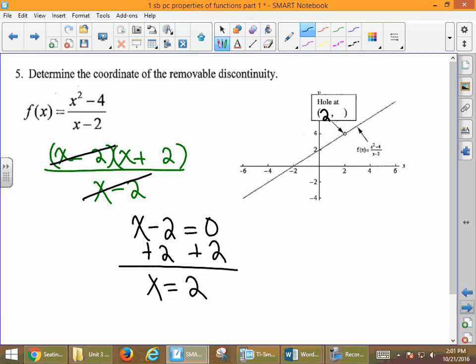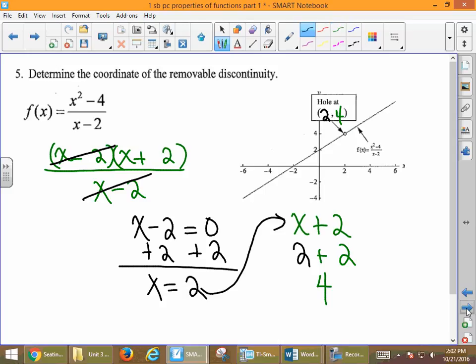What we do with that value of 2 is we take it and we put it back into the function part that did not cancel out. So we did not cancel out x plus 2. So we're going to take this value of 2 and put it back in here wherever we see x. So this is going to be 2 plus 2, which gives us our y value of 4. And that's the first one that we've seen.